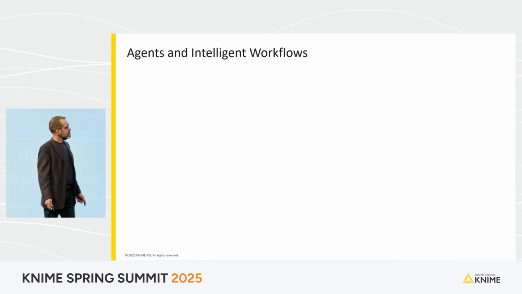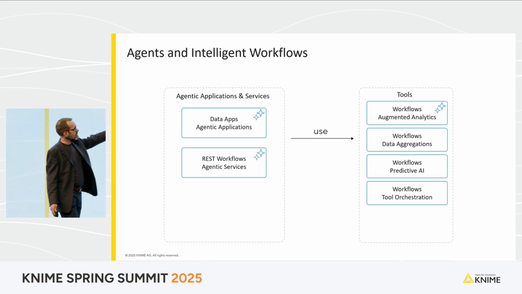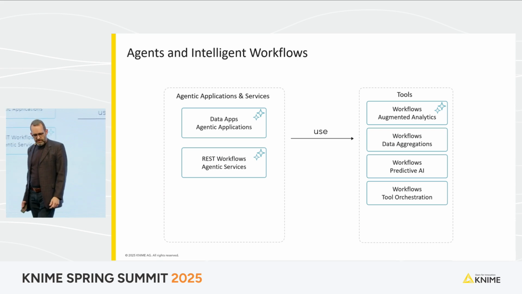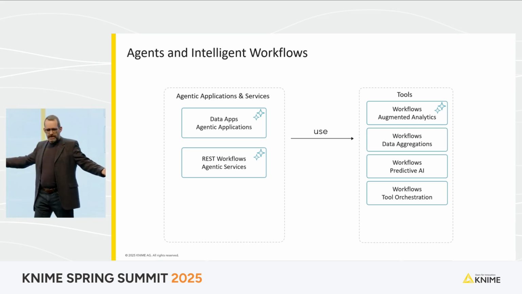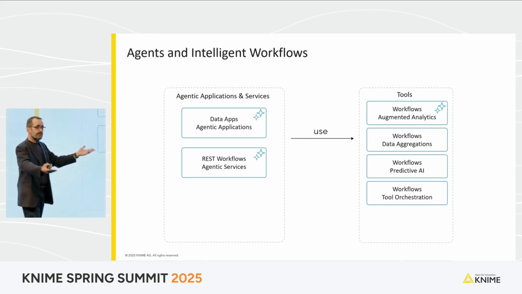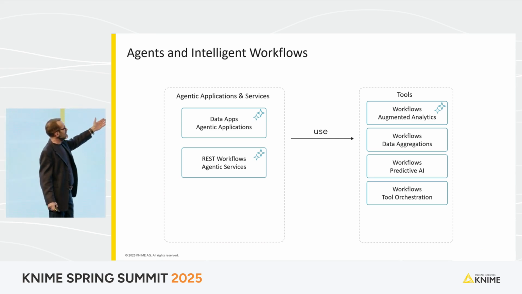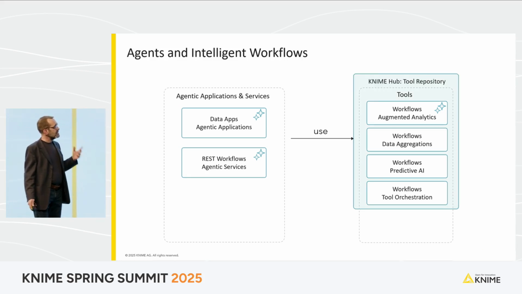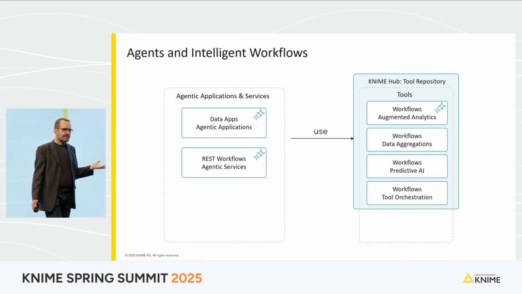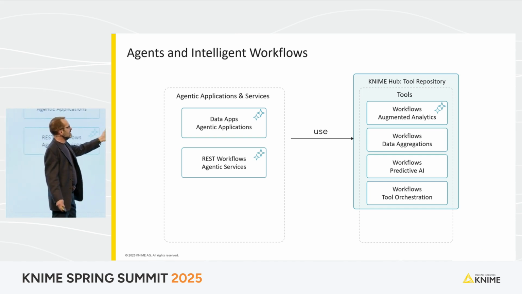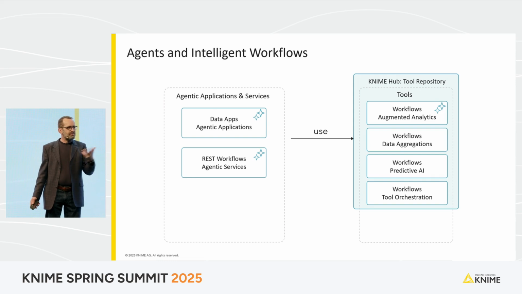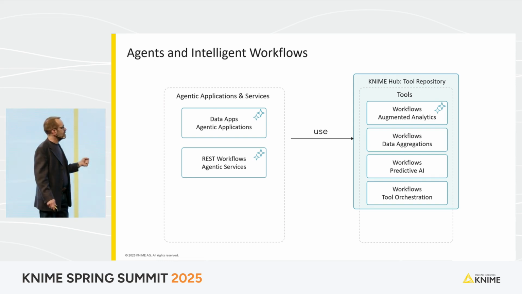If you put all of that together, then you have this view, right? On one side, you have all of these tools, some workflows with augmented analytics, some do data aggregation, some are doing a bit of predictive AI, some orchestrate the use of other tools. And on the kind of human user-facing side, you have agentic applications or agentic services. It's interesting because that kind of turns the KNIME Hub into a tool repository, right? So on the KNIME Hub, you have all of these workflows that are representing tools. And I'll show you examples in a few minutes. It's actually not that complicated to turn something into a tool because it's the type of workflow that we've been building for a long time anyway.